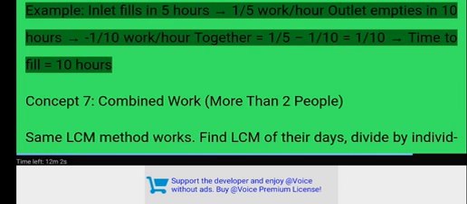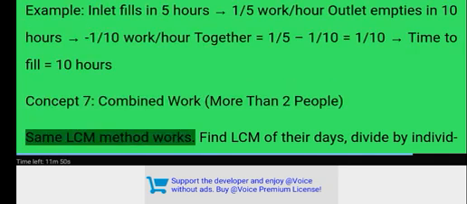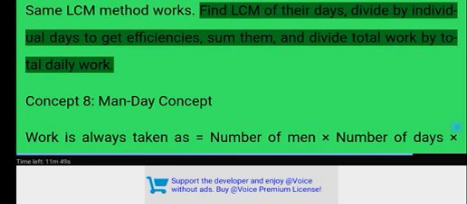Example: inlet fills in 5 hours → 1/5 work per hour, outlet empties in 10 hours → minus 1/10 work per hour. Together equals 1/5 minus 1/10, which is 1/10 → time to fill equals 10 hours. Concept 7: Combined work, more than 2 people. The same LCM method works. Find the LCM of their days, divide by individual days to get efficiencies, sum them, and divide total work by total daily work.